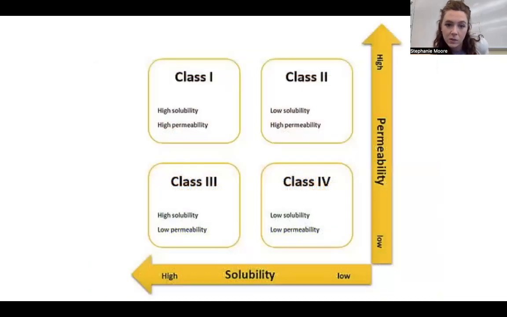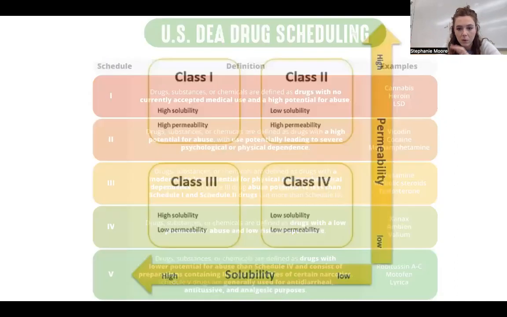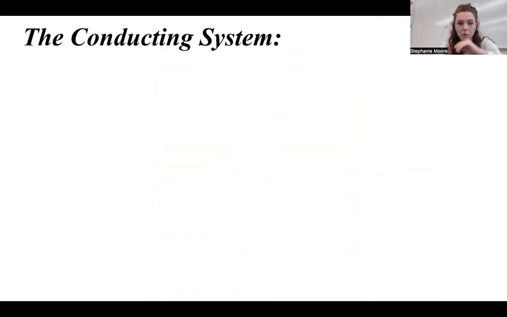So classes are just going to talk about the actual chemical mechanism of a drug. So we have class 1, they're highly soluble, high permeability. Class 2, low versus high. So that actually talks about the mechanism of the chemical of the drug versus the schedule. So that's the difference between classes and schedules. Anyway, let's get to the conducting system.